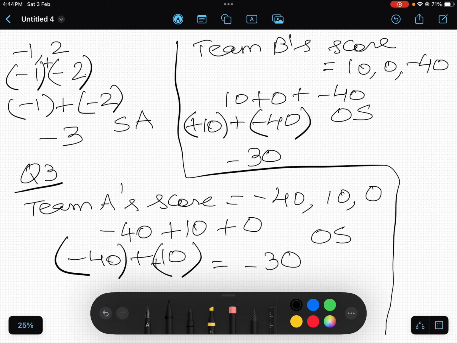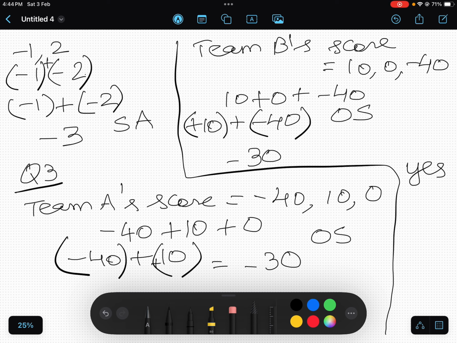Now they have asked, can we say that we can add integers in any order? For that, the answer is yes. In the previous classes, I told you addition is commutative over integers, and even addition is associative for integers. So we can say that we can add integers in any order. So that finishes question number 3.